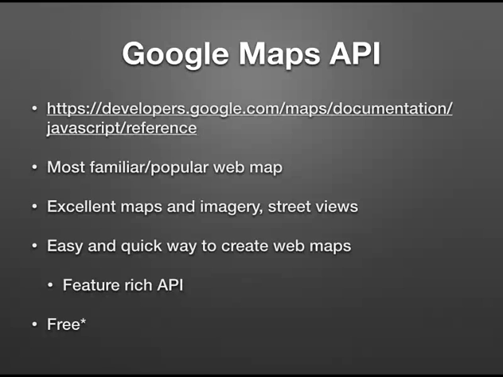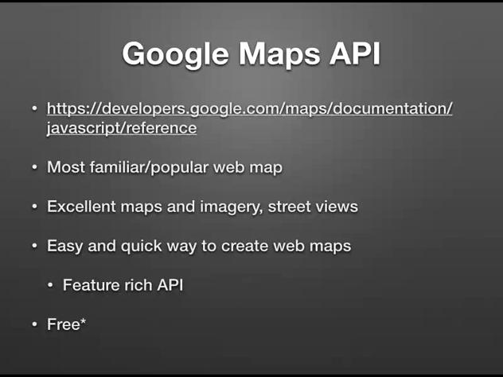And we actually use that a lot in our property management software as well. Customers really like that. The API itself is really easy to use. So it's a really quick way to create a web map. It literally can be created in one line of code if you just want to place a map.